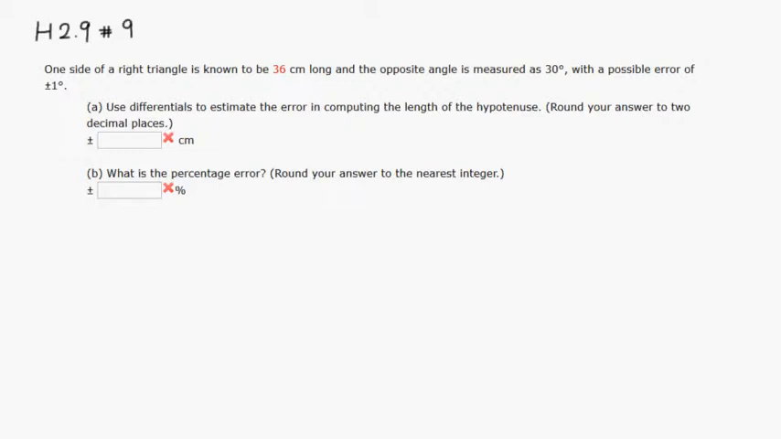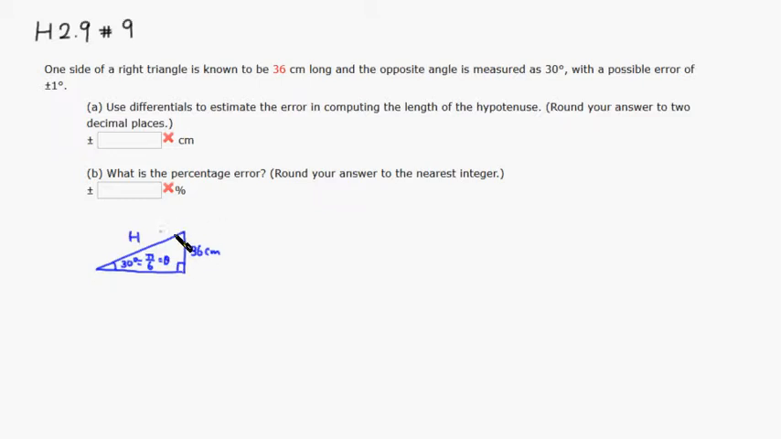Alright, so we have to draw a picture first. You have a right triangle, which probably looks something like that. And this is 30 degrees, which is the same thing as pi over 6. Right angle here, and this is 36 centimeters. Then we want to know the hypotenuse, so let's call this H. Let's call this angle theta.